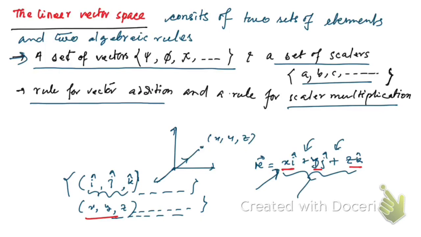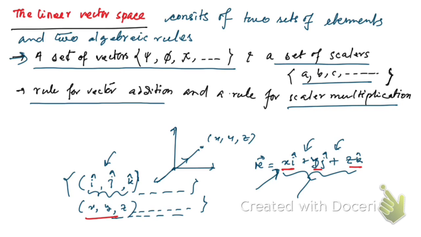Just to make this clear, I have taken this example. It is not necessary that the vectors will be only in the form that we used to know. They may be functions, matrices, polynomials and some other forms as well.